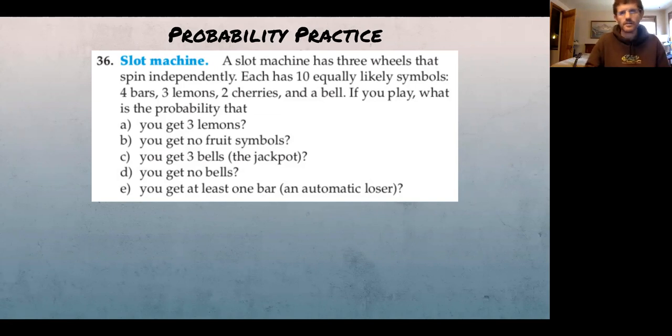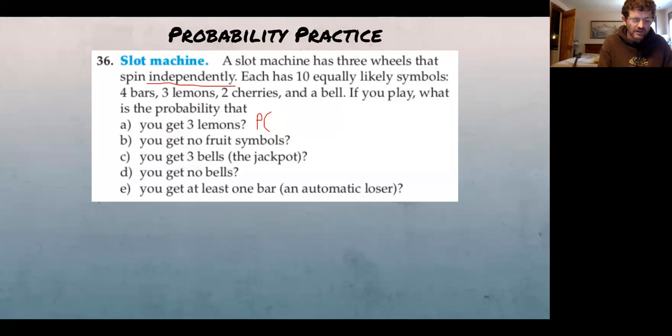All right, let's get to this where we got some stuff going on. I don't want to go through all of these because some of them are pretty straightforward. So I'll just set up the problem for this one. We've got a slot machine with 3 independently spinning wheels. We know they're independent, so we don't need to worry about that assumption.